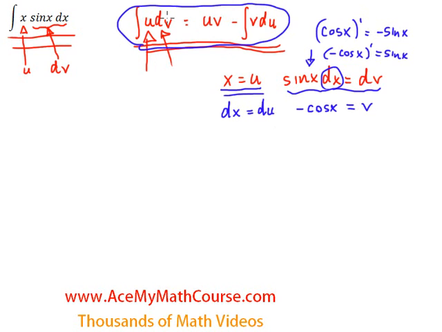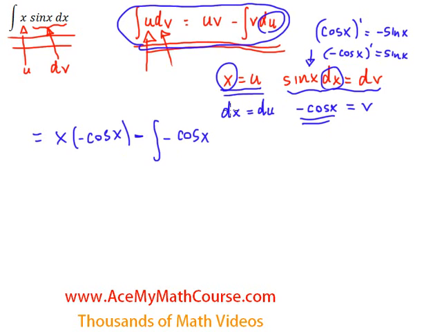So the integral of u dv is going to be u times v, and our u is x. The v is negative cos of x. Then we're going to subtract the integral of v, so negative cos of x, times du, and du in this case is just dx. Great.